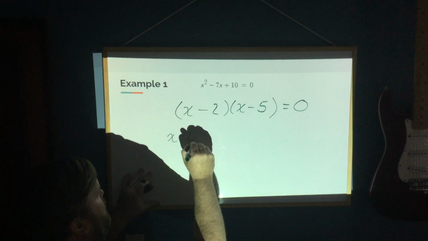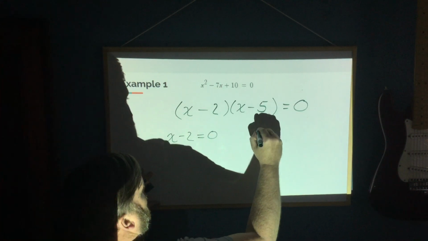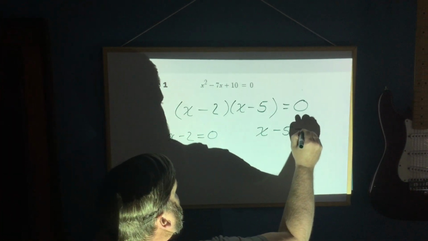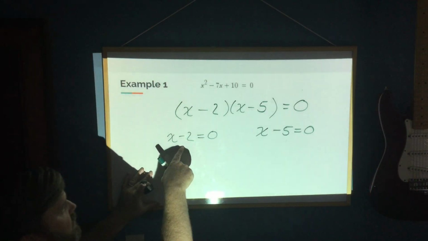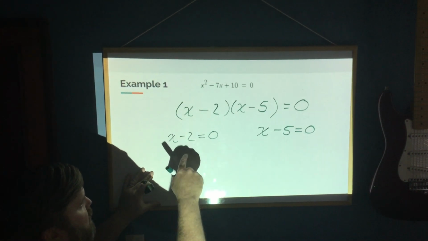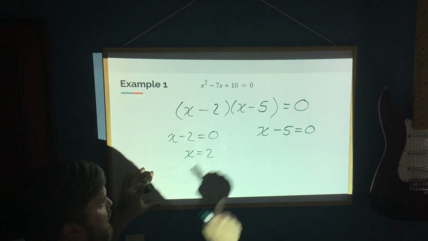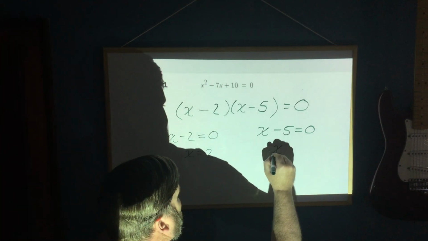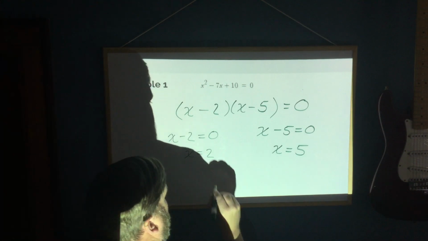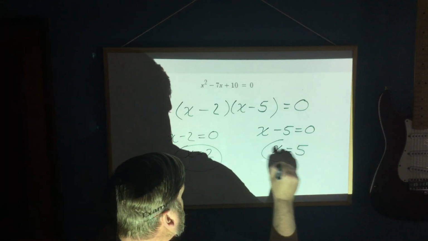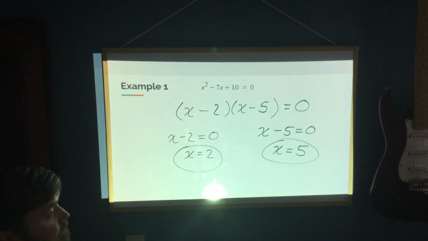x minus 2 equals 0. x minus 5 equals 0. Well, solve that simple equation. So you add 2 to both sides, you get x equals 2. Add 5 to both sides, you get x equals 5. And there we go. We have our two solutions.